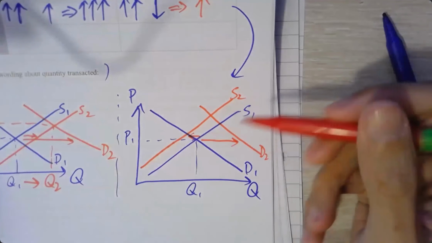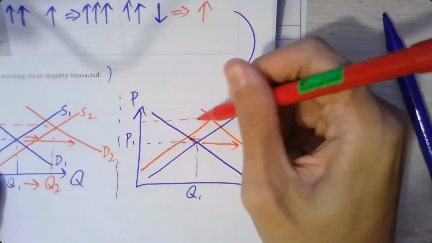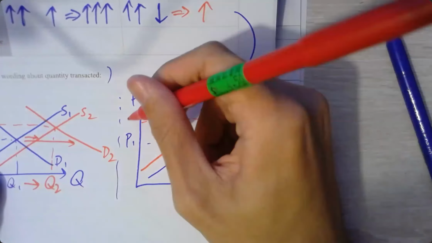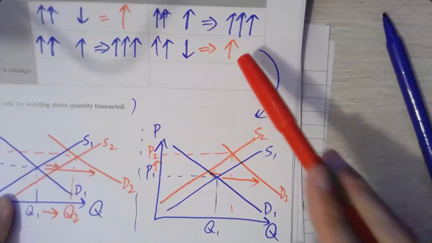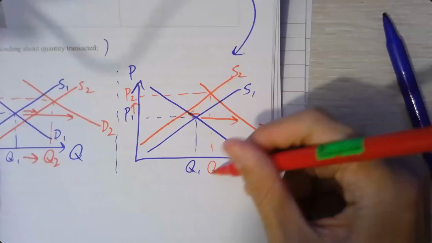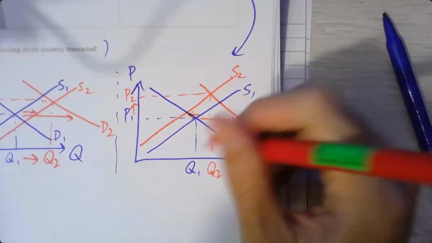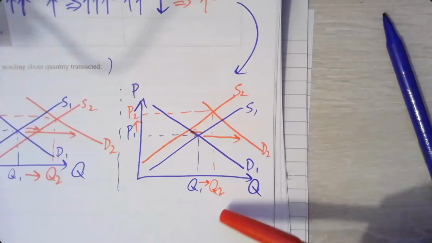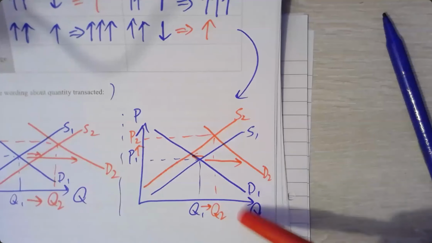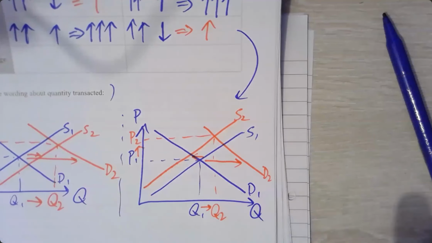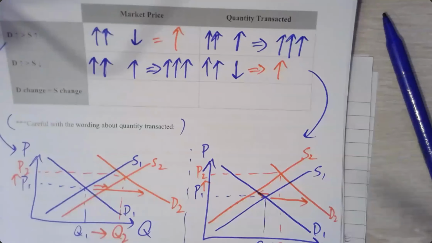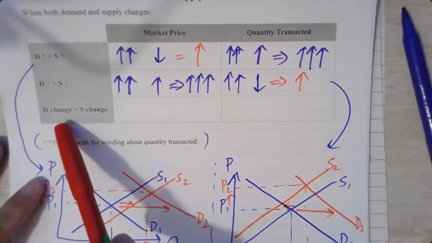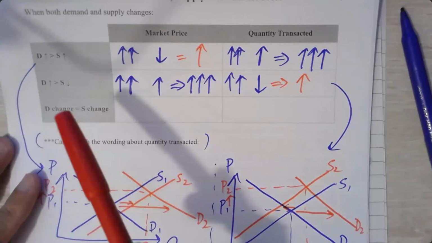Let's see what's going on with the price and quantity transacted. Price increases, which matches our conclusion, and quantity here also increases, which also matches our conclusion. Okay? With all these, I think everyone understands. So what happens when demand and supply change in the same direction?